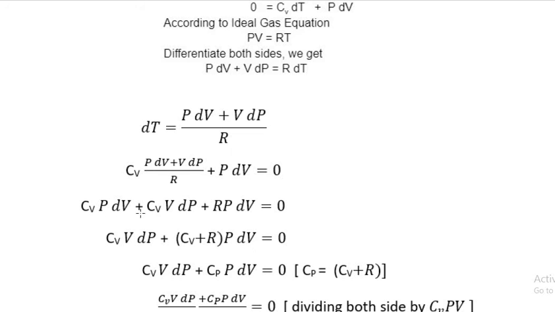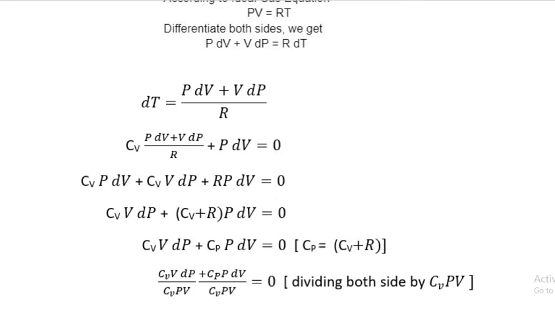Fine. So P dV is common in the first and the third term. Take it out, you will get Cv plus R, and the second term remains the same. Cv V dP plus Cv plus R into P dV is equal to 0. So Cv plus R is equal to Cp. This is Mayer's relation. So instead of Cv plus R, you substitute Cp, where Cp is the specific heat capacity of 1 mole of a gas at constant pressure. So Cv V dP plus Cp into P dV equal to 0.